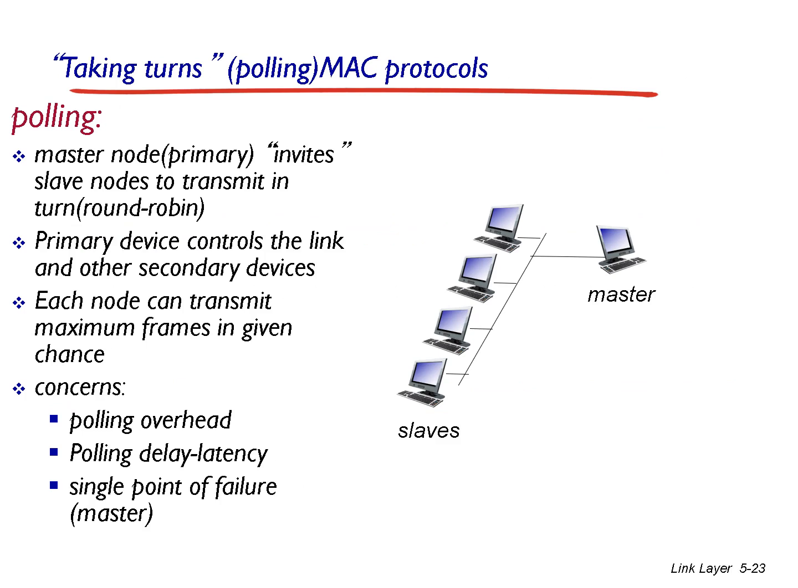The next method of controlled access is polling, also known as taking turn protocols. Here there will be a master device and all other stations are known as slaves. The master node invites the slave nodes to transmit in turn, that is in a round robin fashion, one after another. The round robin order is assigned by the master node. The primary device controls the link and the others are known as secondary devices. This is another term for master and slave: primary and secondary.